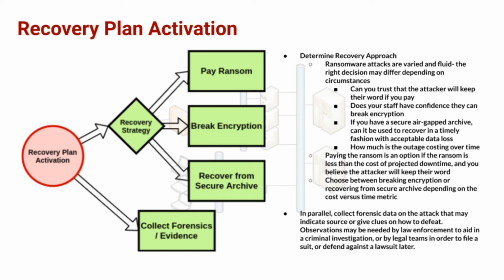Can you trust that the attacker is going to keep their word if you pay the ransom? Does your staff have confidence that they can break encryption? Do they have the skills to take on the task, and can they do it in a reasonable amount of time? Do you have a secure air-gapped archive that's protected from infection that you can use to recover in a timely manner with acceptable level of data loss? And how much is this outage costing you over time, so that you can gauge what the financial impact of each of these 3 routes is going to potentially be?